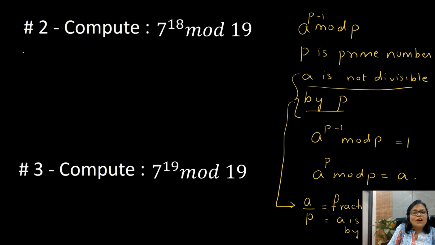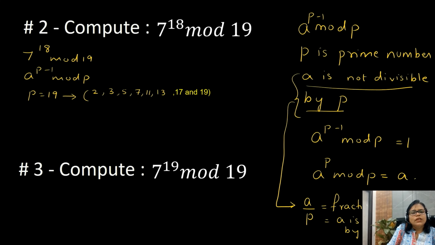So we have been asked 7 raised to 18 mod 19. That is of the kind a raised to p minus 1 mod p. So what is p? p is 19. So you have to first check whether it is a prime number or not. So what are the prime numbers between 1 to 20? Prime numbers between 1 to 20 are 2, 3, 5, 7, 11, 13, 17, 19. So yes, 19 is a prime number.